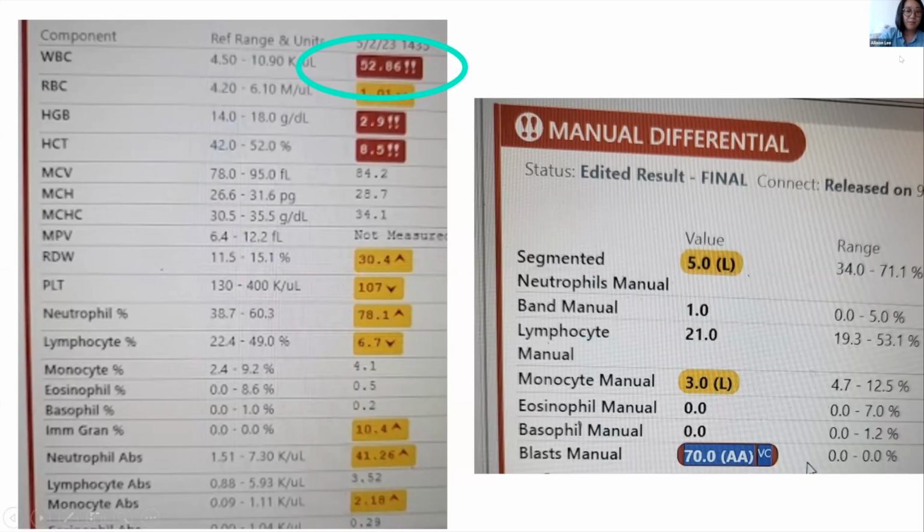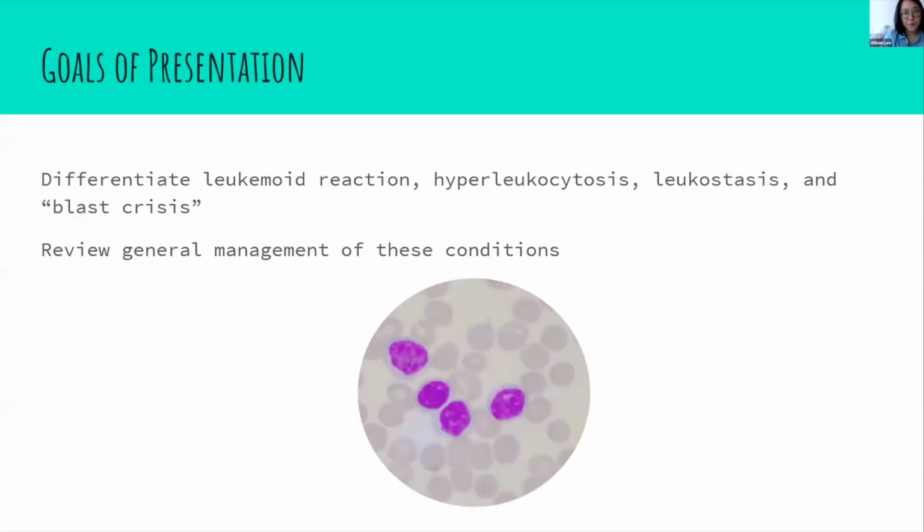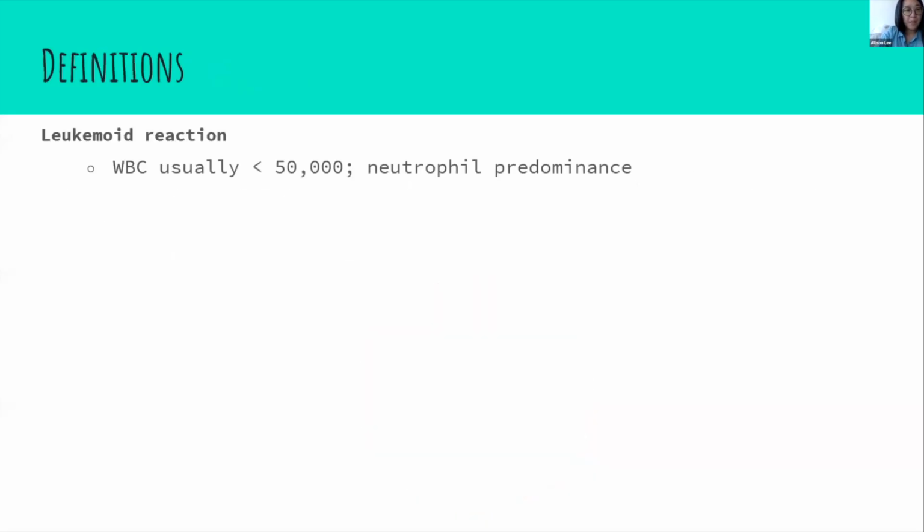So I wanted to learn a little bit more about how I can differentiate things, and maybe it'll guide management a little bit other than call the consult and see what they can say. The image on the right is a patient who did have blast crisis from CML. So the goals of my presentation are to define what is leukemoid reaction, hyperleukocytosis, leukostasis, and blast crisis, and for us to review general management of these conditions.